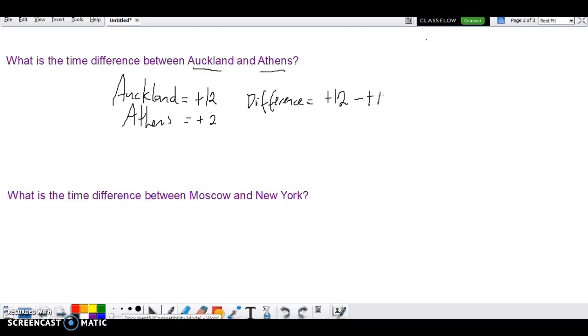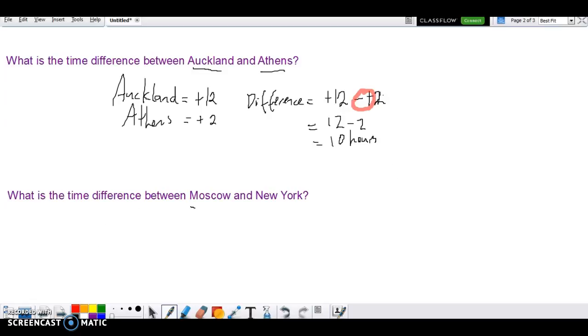So, plus 12, take away plus 2. Now, if I have two signs that are different, like here, that turns into take away. So I just have 12 take away 2. So the difference is 10 hours.